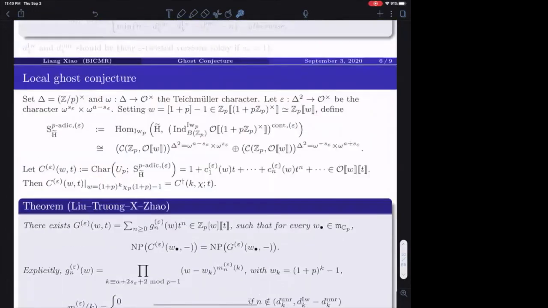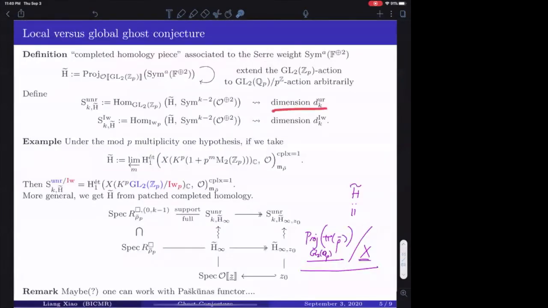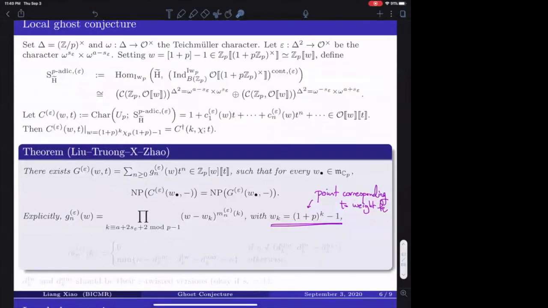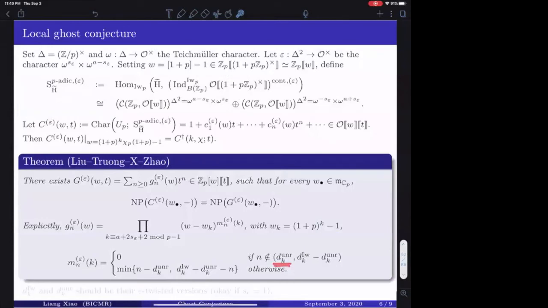Maybe just go back a little bit. So these are the dimensions of the unramified forms and the gamma naught level forms. If your n sits exactly between the unramified forms and the gamma p level forms minus the unramified forms, if you're in between these two numbers, it's not zero. And it's the minimum of n minus this, whichever is smaller, for n to the two boundaries.